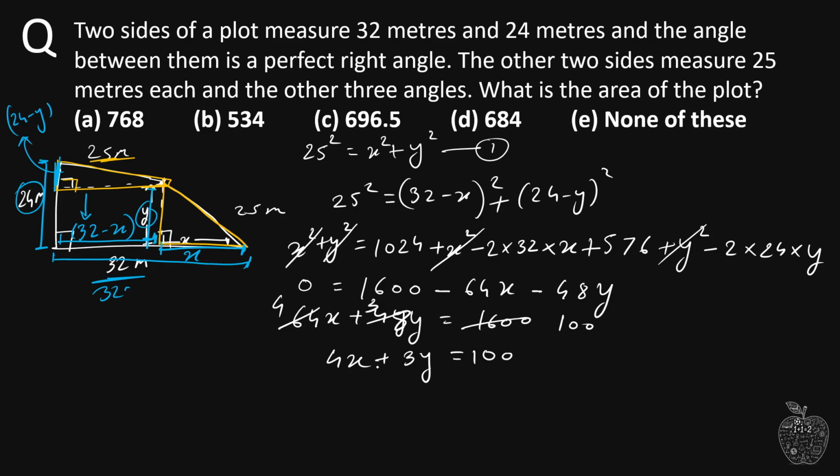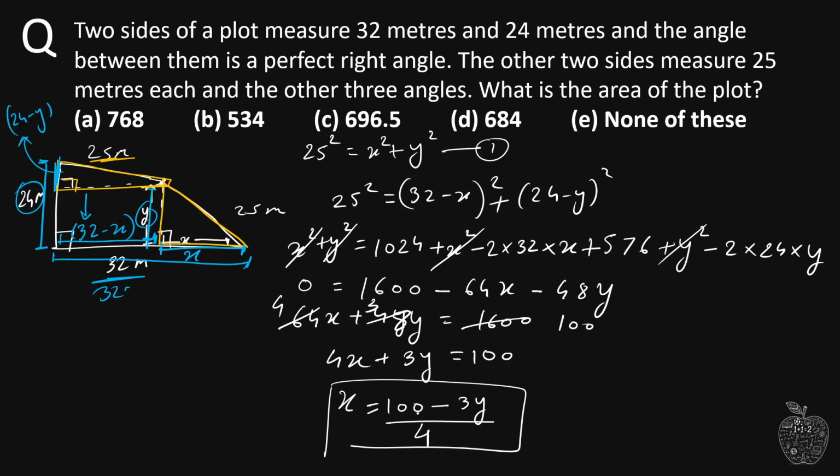All right, now what we'll do is write this in terms of any one variable. I'll write it from the perspective of y here. So instead of writing this equation like this, we'll write x equals 100, this 3y will go to the right hand side and get subtracted, so minus 3y, and this 4 will go to the right hand side and divide this entire thing. So we have x equals (100 minus 3y) upon 4. Now we have the value of x. Now let's substitute this value of x in equation 1.